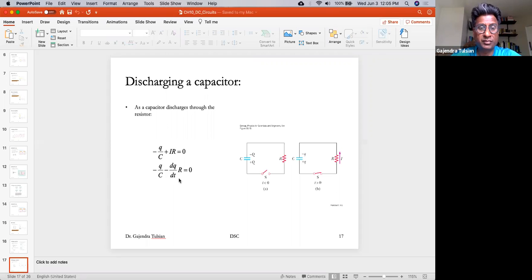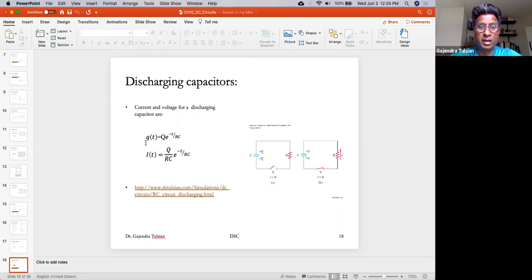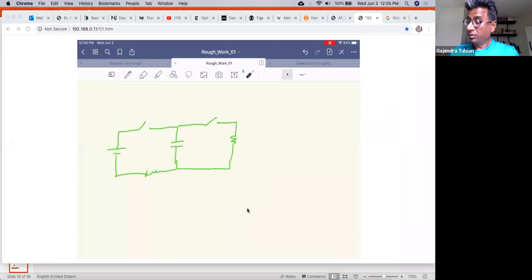And you can solve this differential equation again. The solution is an exponentially decaying charge on the capacitor. So the charge on the capacitor is decreasing exponentially. And again, take the derivative of that, and that'll give you the current in this circuit. You see the current is also exponentially decaying with the same time constant RC. So the time constant is RC.